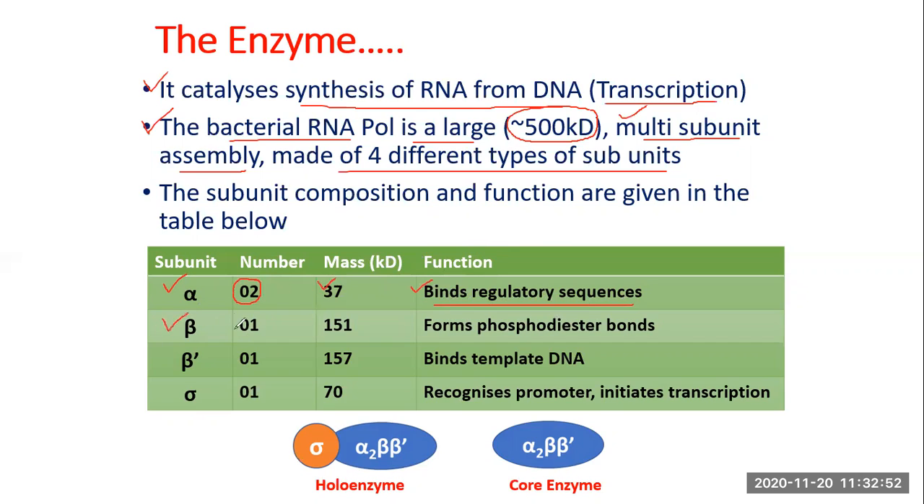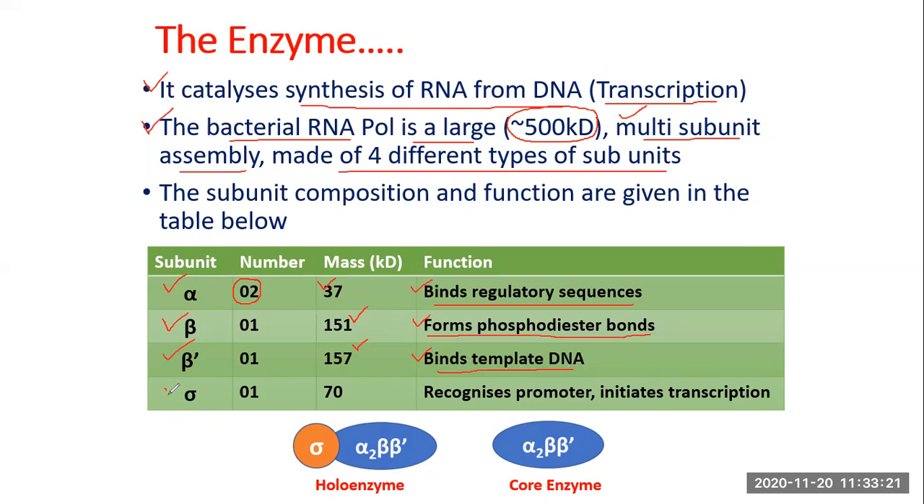Similarly, there is the beta subunit. There is one present, and the molecular mass is 151 kilodalton. And the active center, the catalytic center of the enzyme, is located on this. It is responsible for catalyzing the formation of the phosphodiester bonds between 2 ribonucleotides. There is one beta prime subunit. The molecular mass is 157 kilodalton. And what does it do? It binds to template DNA. It helps RNA polymerase bind to the template DNA.